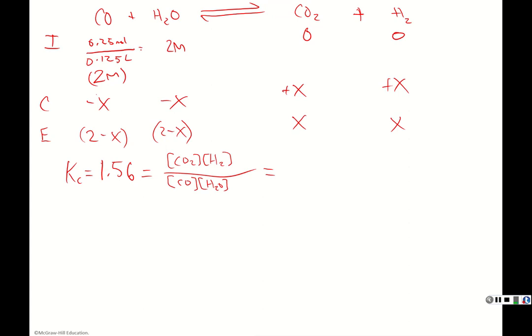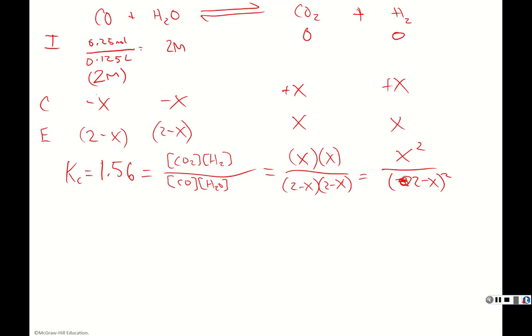So for those concentrations, now we can just plug in our expressions from the reaction table. So both products will be X, and both reactants will be 2 minus X. Right, so if we distribute those through, that's X squared on top and 2 minus X squared on bottom.